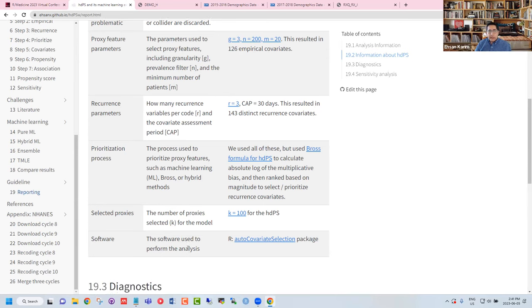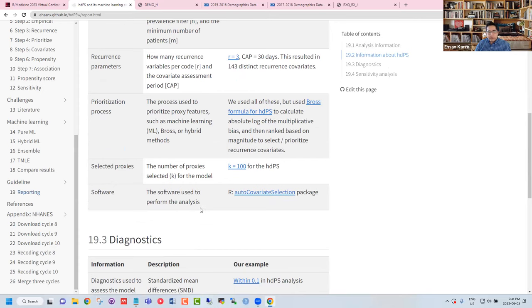And you also have to talk about which software you have used, with which options and things like that. For all of the analysis that I have done with the original high-dimensional propensity score algorithm, I have used the autoCovariateSelection package, which is already available in CRAN. But for some of these machine learning methods, you can look at some of the codes that I have provided here that will guide you in implementing these machine learning versions.